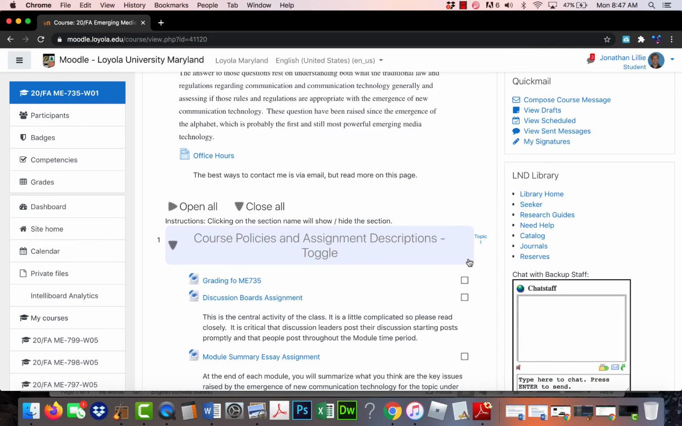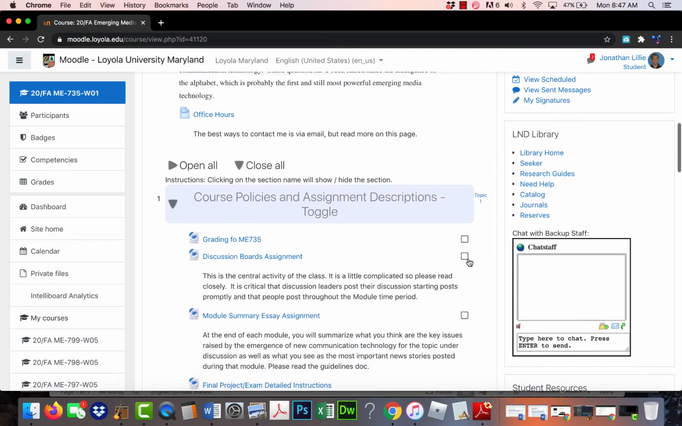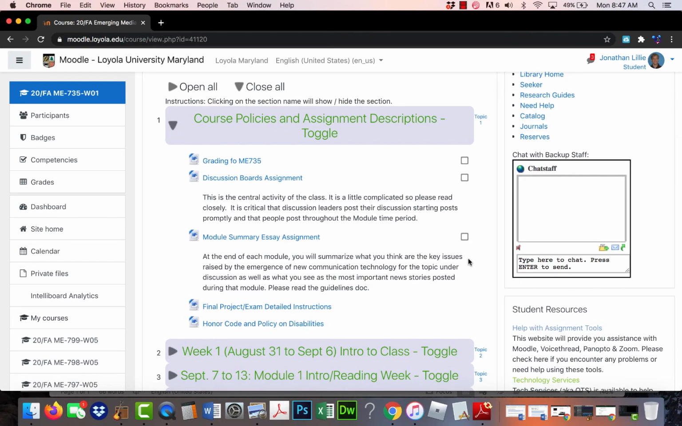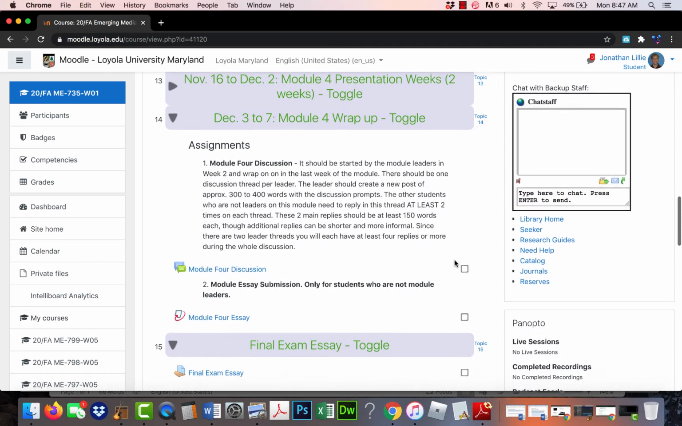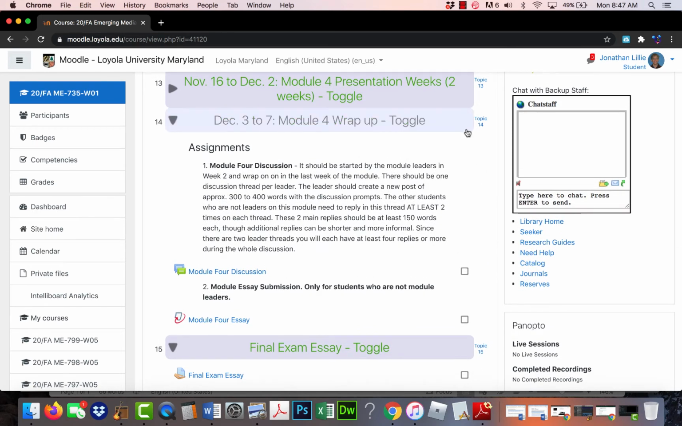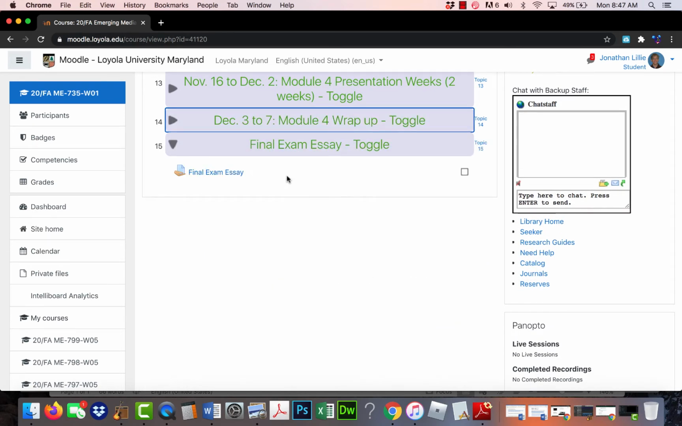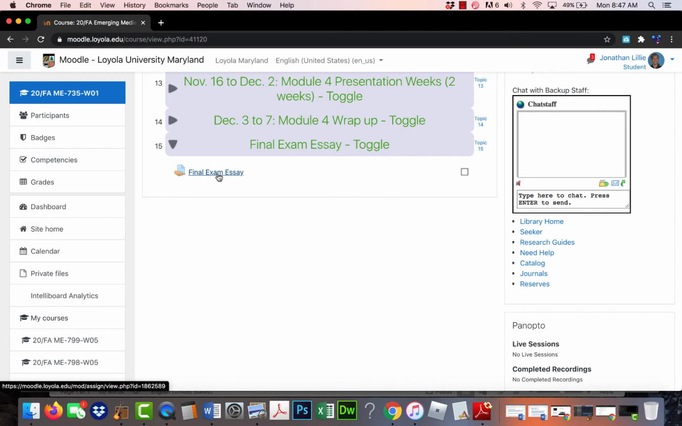Just in case, there are two places to find out about it in Moodle. They are right here, the final project exam detailed instructions. But I also went and put them in the turn it in, or the assignment box here.